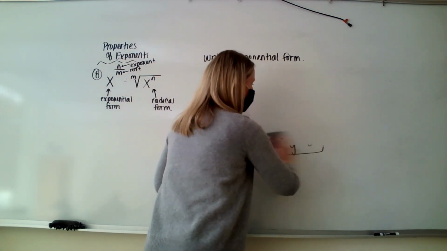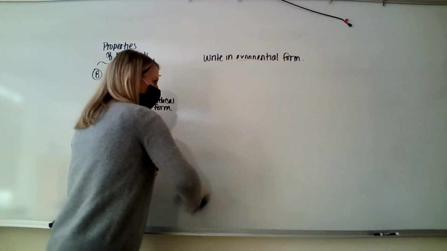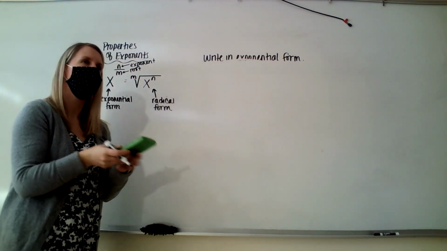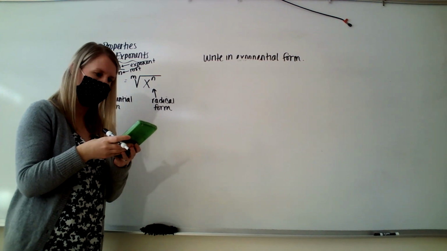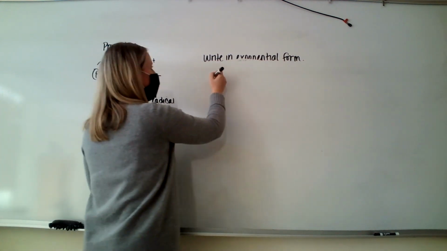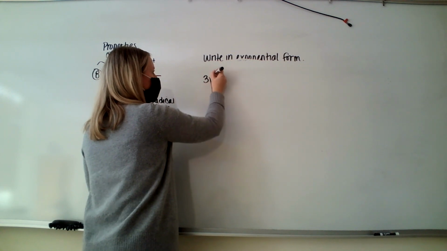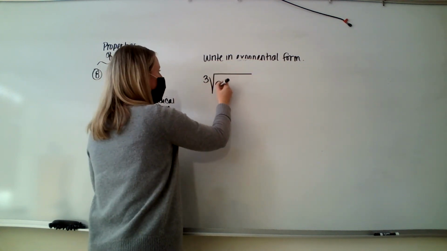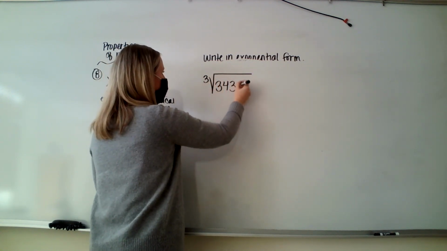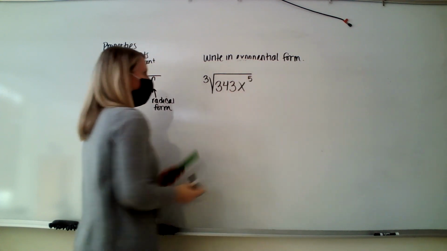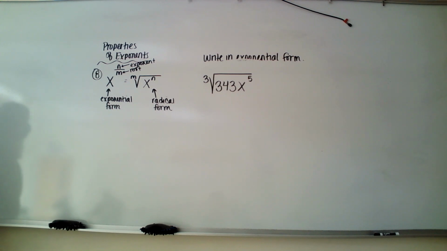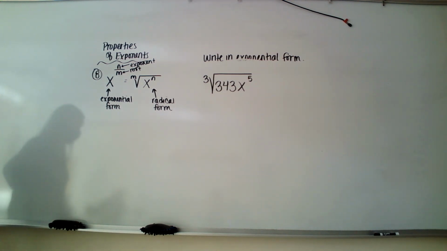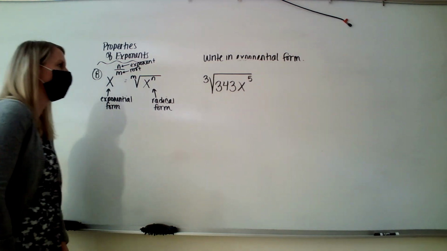So let me show you where it's going to come in handy. I'm just trying to come up with nice numbers for you guys. So we have the third root of 343 x to the 5th. And I would say, hey, write that in exponential form. You're like, dude, what do I do with the 343? So I'm going to show you, and then I'll show you how to use your calculator or something like that.